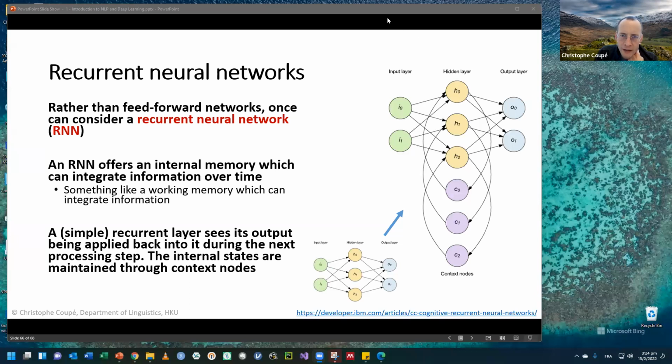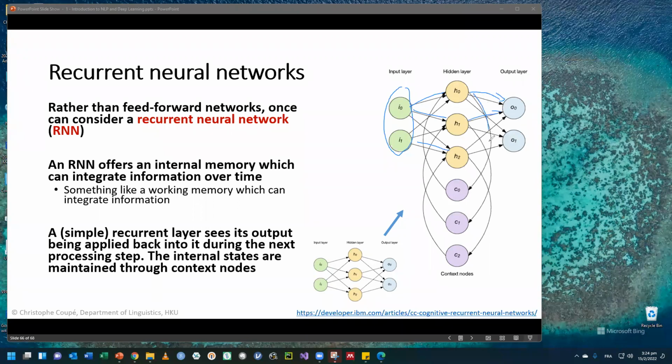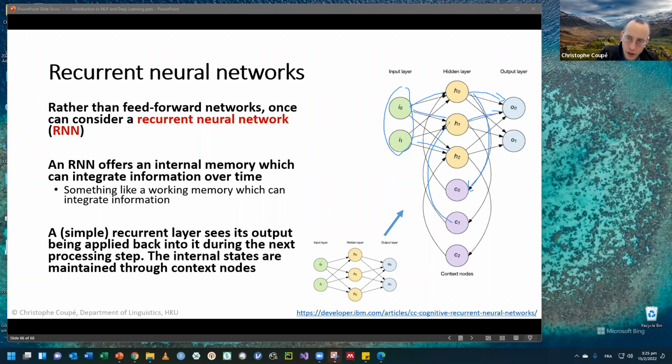So if you check on the right, you will have information coming from the input layer. So it will connect to the different neurons here in the hidden layer, the recurrent hidden layer. And then this information will move to the next layer, but it will also go to some other nodes, hidden nodes, which are called context nodes. And these nodes will again send information to the three neurons in yellow. So here you have created some sort of a loop.